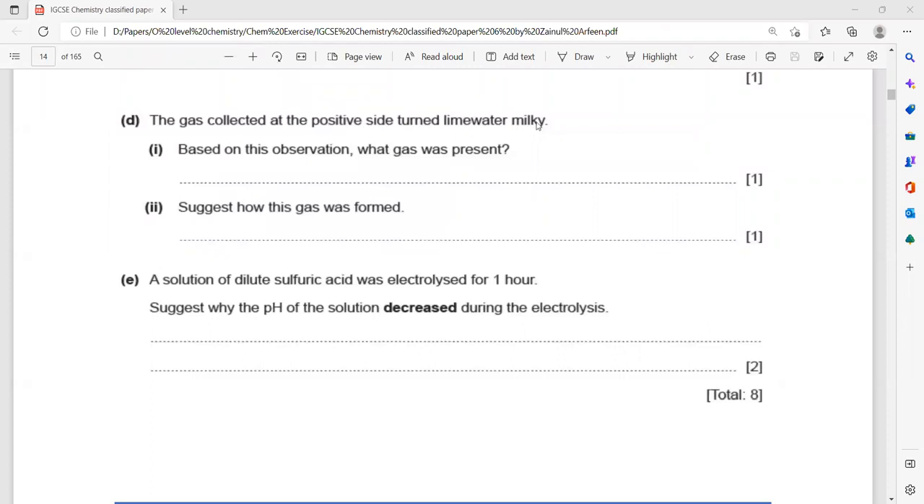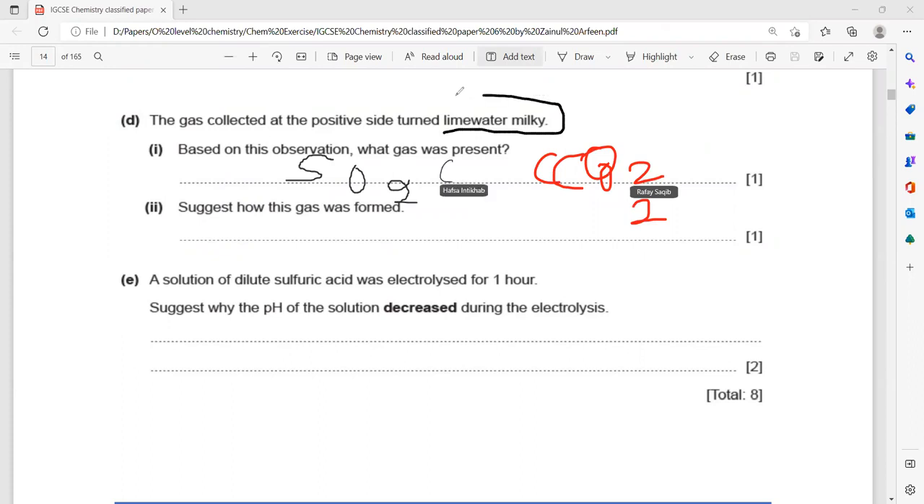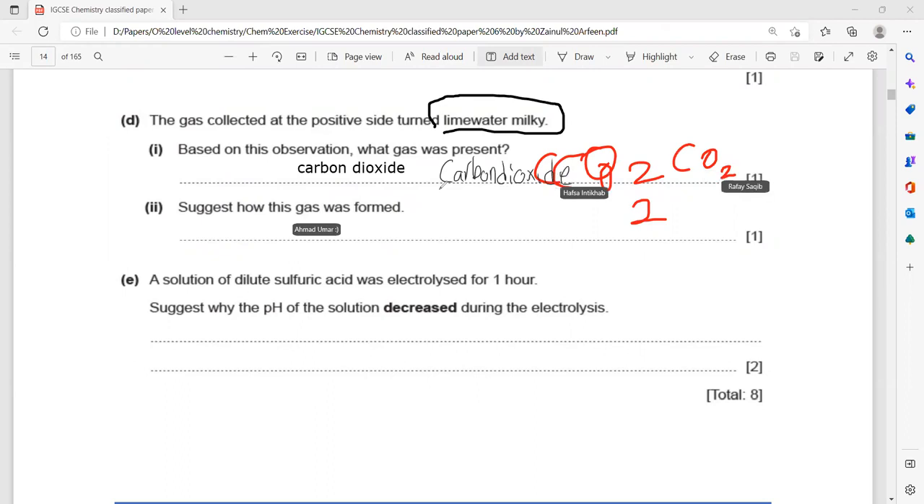The gas collected at the positive side turned lime water milky. Based on this observation, the gas which turned lime water milky is carbon dioxide. And remember one thing in the exam: don't write these formulas. Right now it's fine, but in the exam, write carbon dioxide, sulfur dioxide. Don't try to write in short.